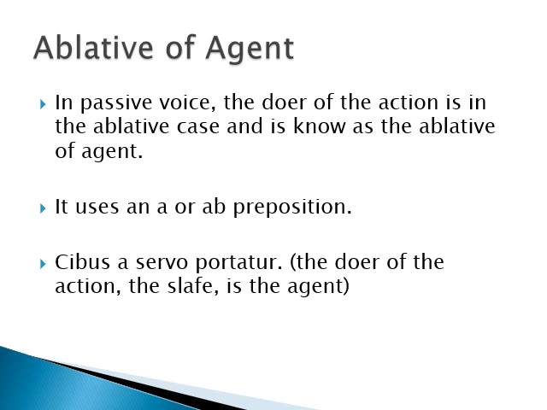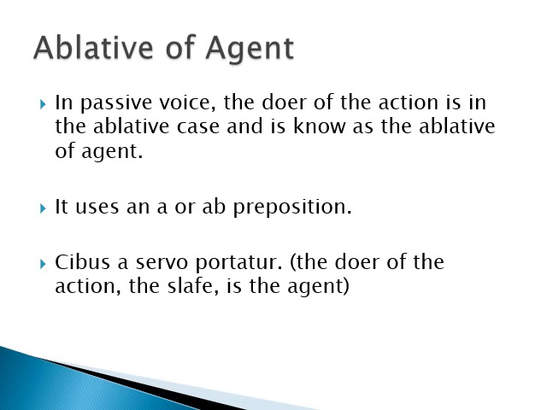Now, I told you there's two ways to recognize the passive voice. One is the verb endings. Second is this: in the passive voice, the person of the action is in the ablative case and is known as the ablative of agent. So that's by whoever or whatever, that's the ablative of agent. It uses a preposition, a or ab, similar to a or an. Ab is used if the next word starts with a vowel. A is used if it starts with a consonant.